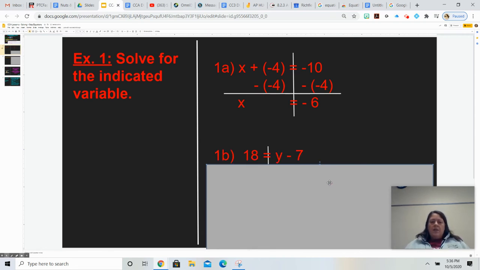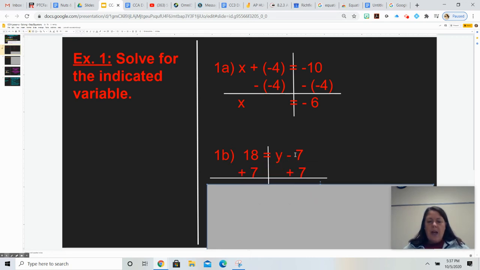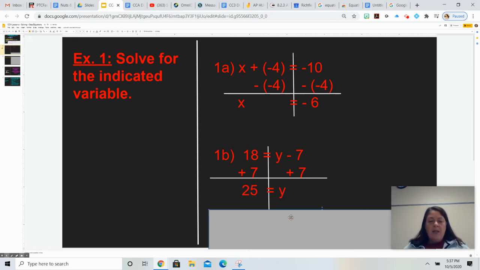So let's look at our second example, very similar to that first one. This example is 18 equals y minus 7. And again, as I look at this, it doesn't change just because the variable is over here on the right-hand side. We are still going to solve this the same way. Except I see subtraction, and the opposite of subtraction is addition. So I want to get rid of that -7 and get y by itself. So I'm going to add 7 to both sides of this equation. And then on the left-hand side, it gives me 25. And then on the right, it gives me a positive y.